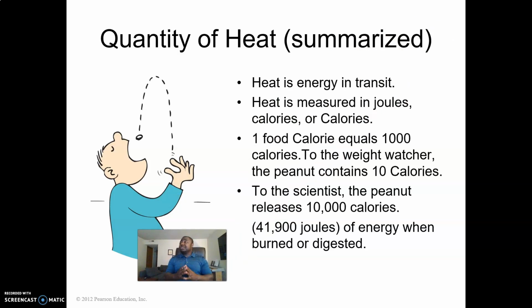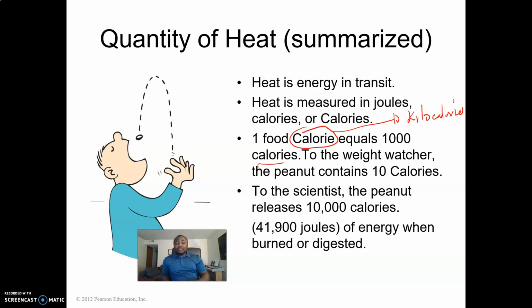Heat is energy in transit, and heat is measured in joules, calories, or kilocalories. So 1 food Calorie equals 1,000 calories. Now, do you see the difference? The difference is with the uppercase and the lowercase. The uppercase is actually a kilocalorie, and the lowercase is just the normal calorie. So we're saying that 1 food Calorie with an uppercase equals 1,000 calories.